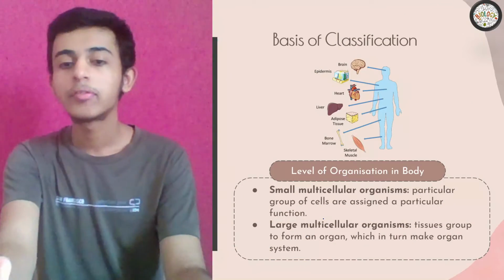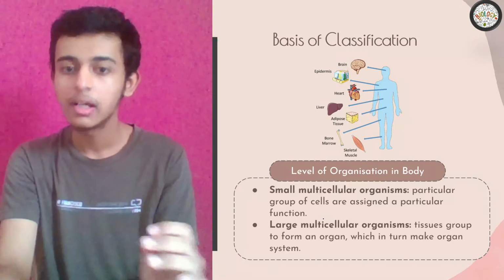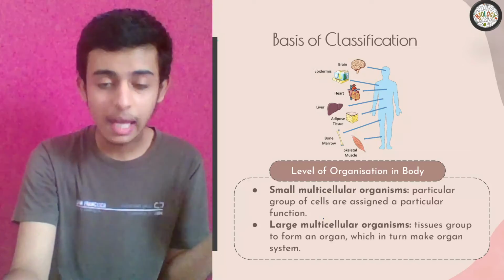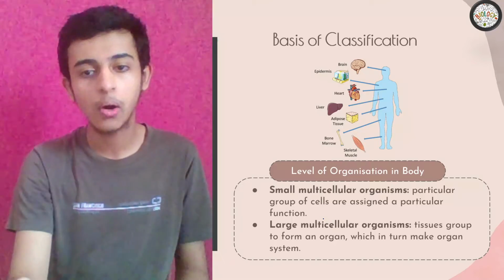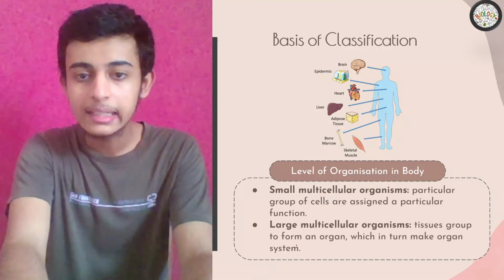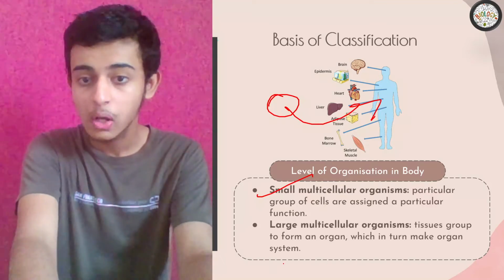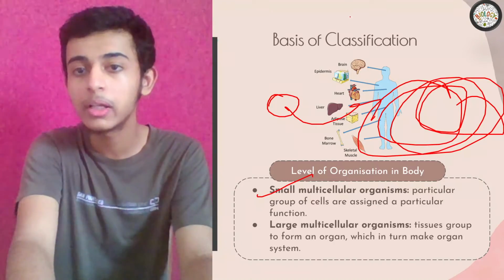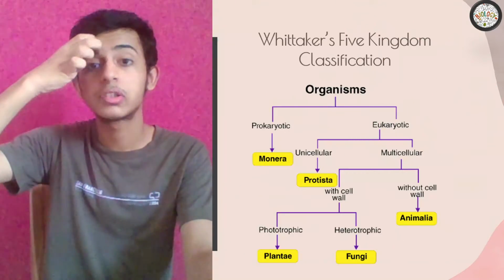Now, level of organization in body. Small multicellular or large multicellular. Small multicellular, particular group of cells are assigned a particular function. Tissues, and in large one, tissues group to form an organ, which in turn makes the organ system. Okay, here let me explain. In the small multicellular organisms, a group of cells has to do a particular function, whereas over here this group of cells becomes larger and larger to form an organ, a specialized organ to perform that particular function.